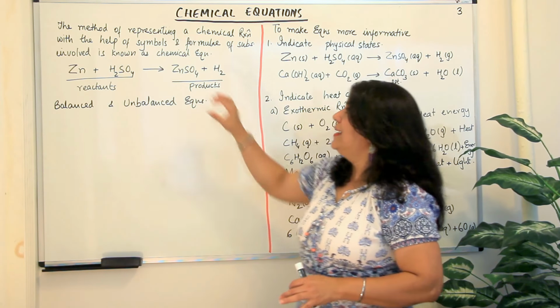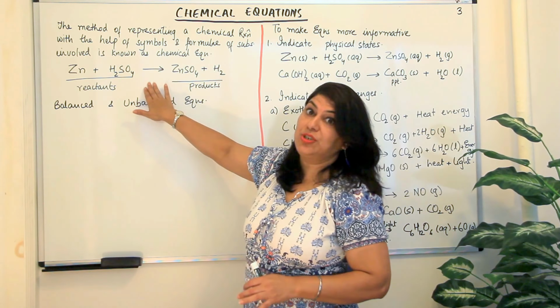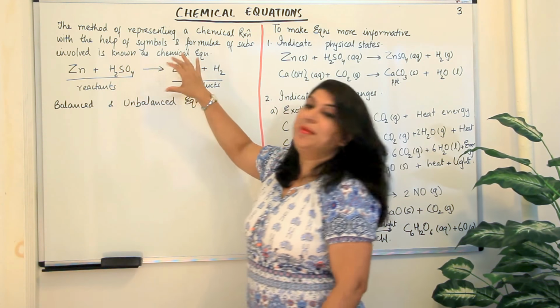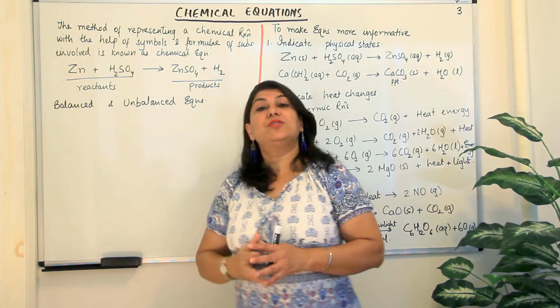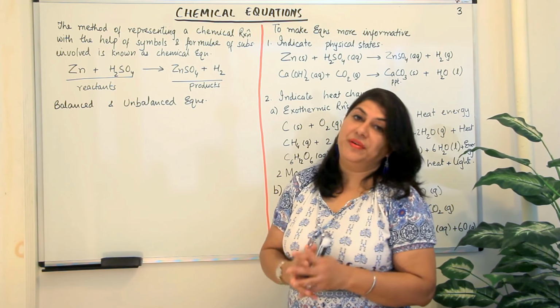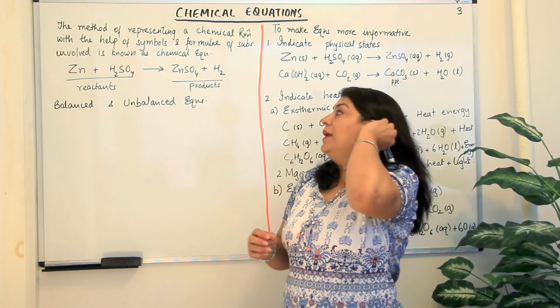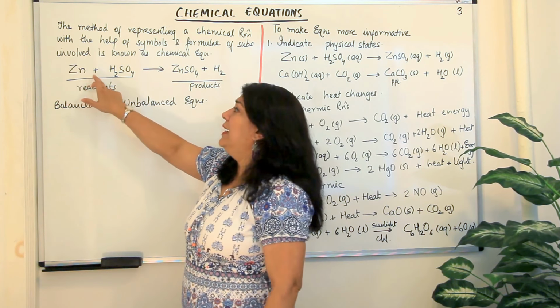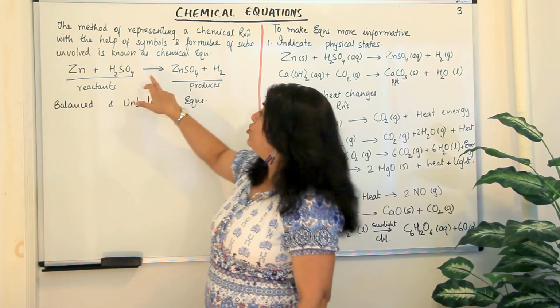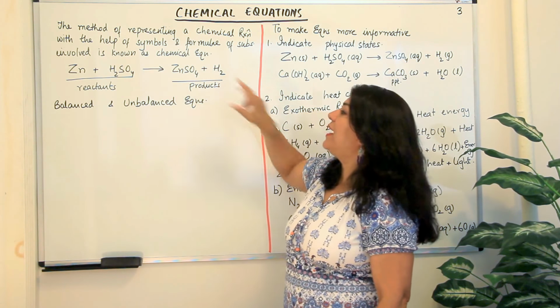Having defined what symbols and formulae are, and now that you've understood it, writing down chemical reactions with the help of these symbols and formulae is known as a chemical equation. That is the definition. Now let us look at this reaction. We have zinc. It combines with sulfuric acid to give you zinc sulfate and hydrogen.